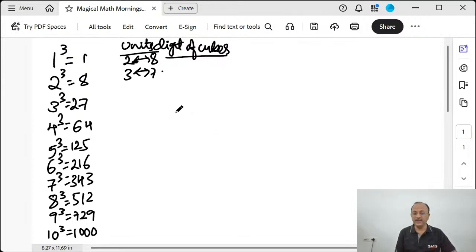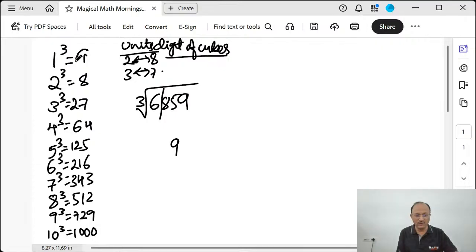With this, now let's quickly recap one number. Maybe we can take 6859, and you want to find out the cube root. What we did here, we made a group of three digits from the last side. And what is the unit digit of this group? 9. 9 means definitely its unit digit will be 9 only. And then the left-hand side, whatever is left out, we'll see between which perfect cubes it is falling. It is falling between 1 and 8. Correct? That means 1 is the smaller number, so we'll take the left digit as 1. That means the cube root of this is 19. We have the left side digit, we have the right side digit.